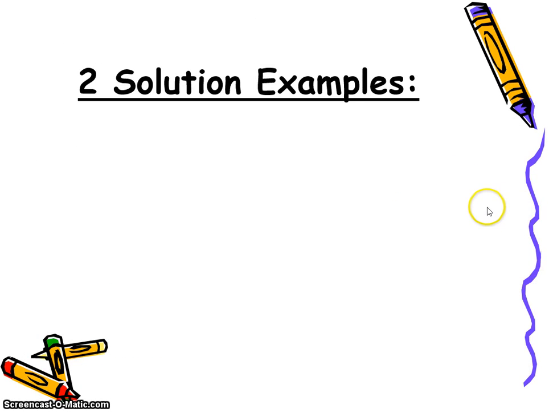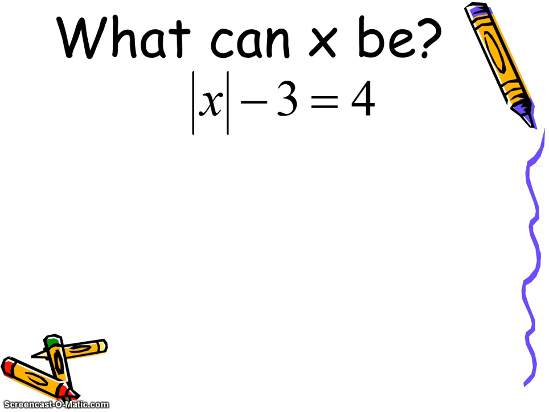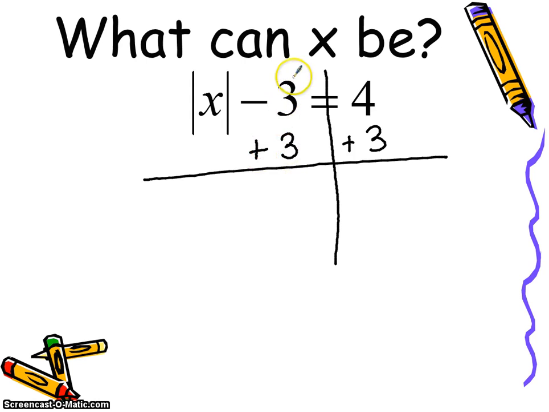Alright, let's look at some 2 solution examples. We have the absolute value of x minus 3 is equal to 4. Now ask yourself, is the absolute value symbol isolated? Here's the absolute value symbol. And the answer is no because it is being subtracted 3. So if we add 3 to each side, negative 3 plus 3 would make 0, and absolute value of x plus 0 would be the absolute value of x. Make sure you don't lose your absolute value symbols in that process. 4 plus 3 makes 7.